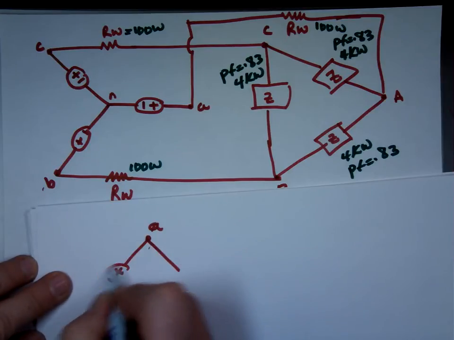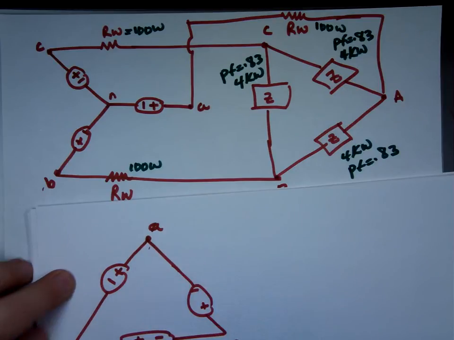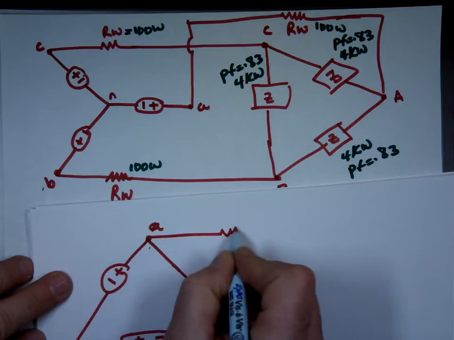This is B here, VAB, VBC. Notice how I drew this, VCA, AB, BC, CA. This is that resistor. Can you move it up a little bit? I will. This is that resistor.